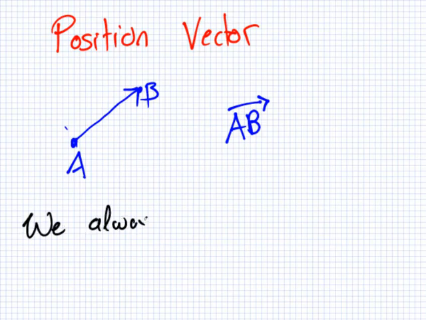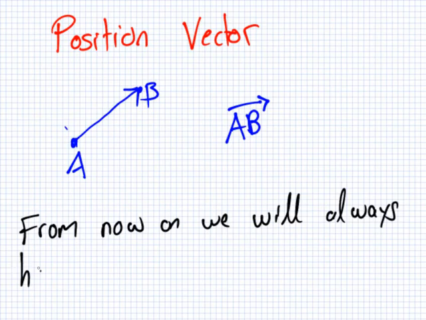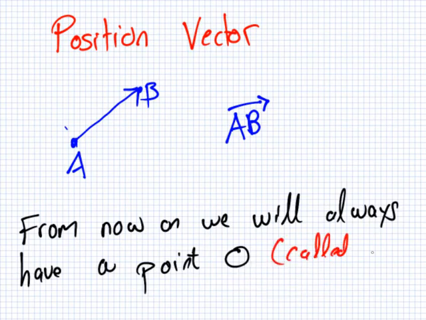always, I should change that. Oh wait, I want to say it. From now on, we will always have a point O called the origin. And in fact, it doesn't matter if you don't have an O, you're allowed to put the O anywhere on the diagram.